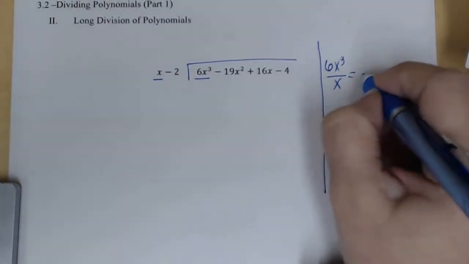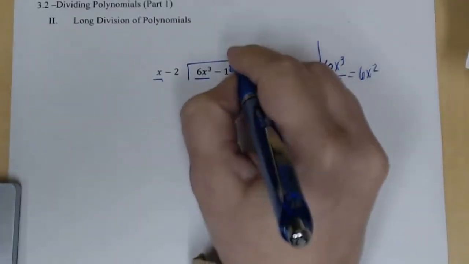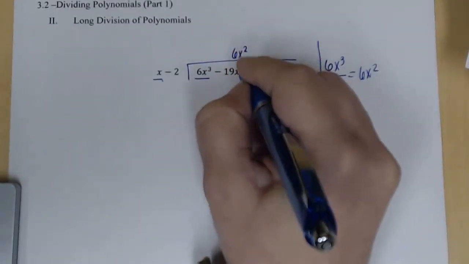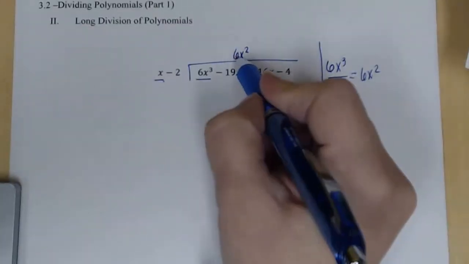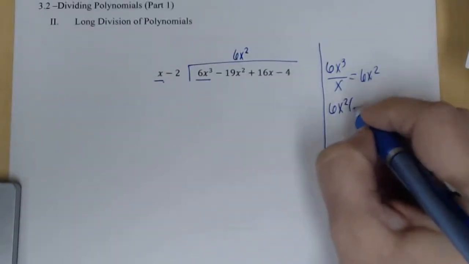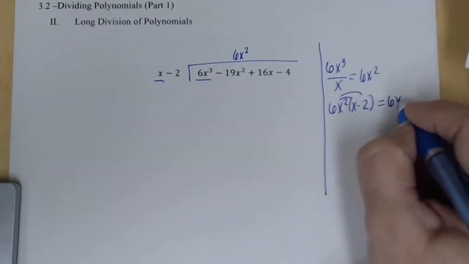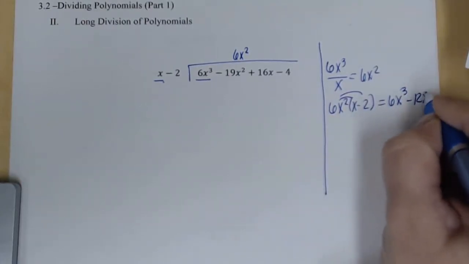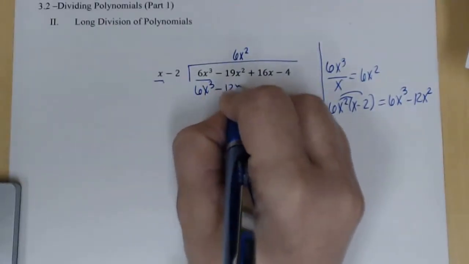So if I reduce that, that gives me a 6x squared. So x times what would give me 6x cubed, and that'd be a 6x squared. And I place it above the squared term. Then I multiply 6x squared times everything out front. So if you need to do a little scratch work along the way, you can do this out to the side here. So it gives me 6x cubed minus 12x squared. And I write that here, 6x cubed minus 12x squared.